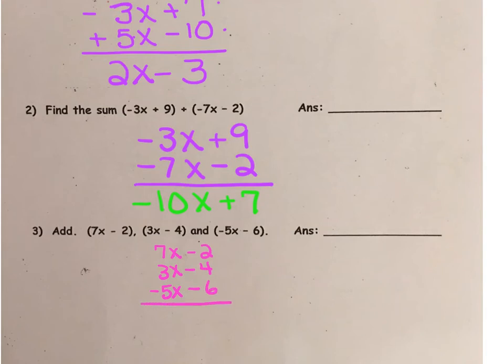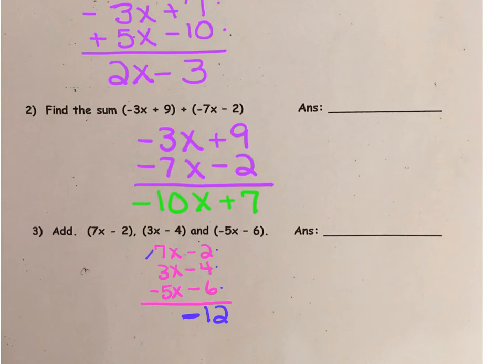Pause the video, complete the work on your own, and turn the video back on when you're ready to compare answers. Please pause the video now. Let's compare. A loss of 2, a loss of 4, and a loss of 6 means that your constant is a negative 12 or minus 12.